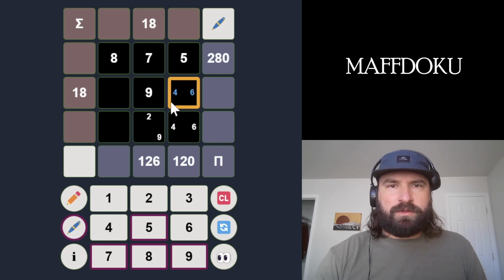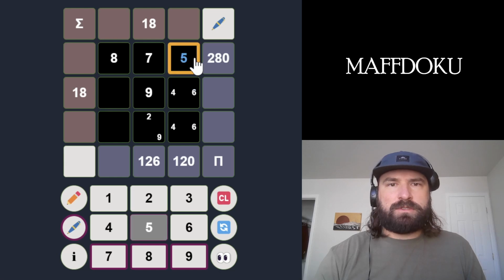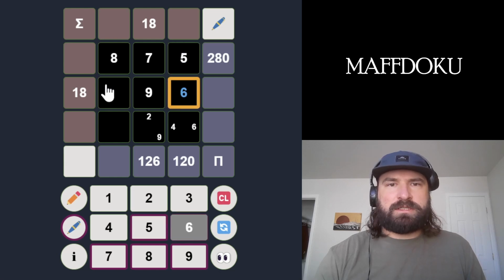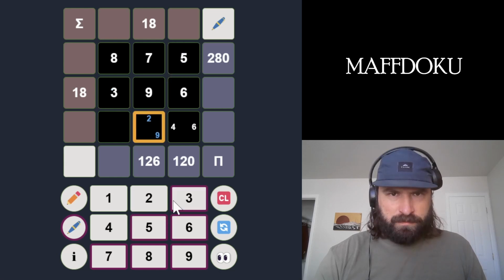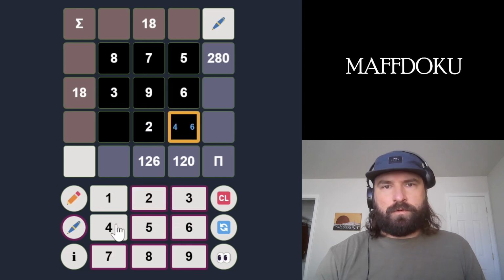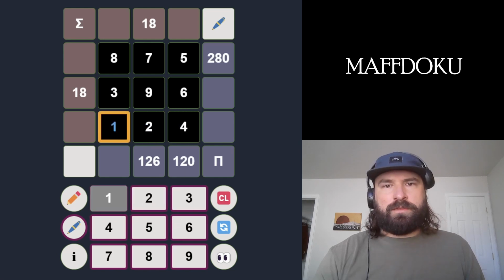And then I'm pretty sure the only way we're going to be able to do that, so 9 plus 4 is 13 plus 5, but we already used a 5. So it has to be 9 plus 6, and that makes this a 3. That makes this a 2. That makes this a 4. This is now a 1, and I think that's a Maffdoku, dude.